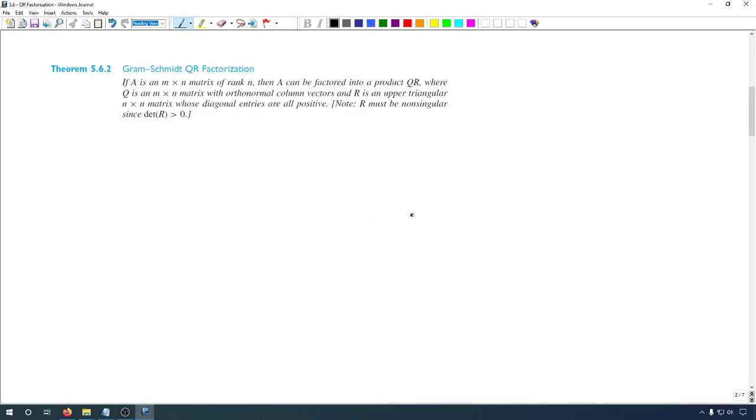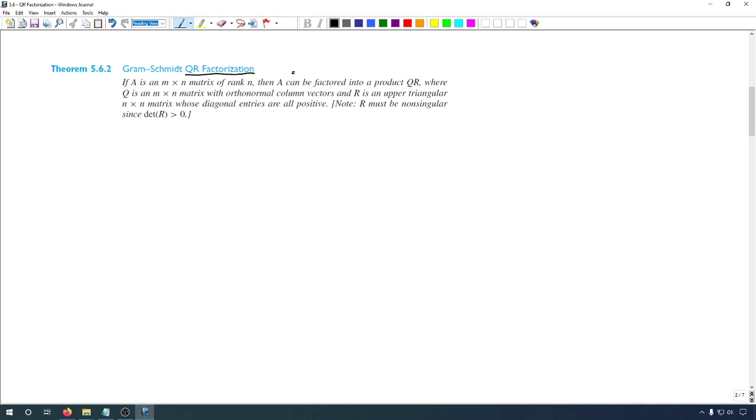So we're going to call that breakdown of A into Q and R the QR factorization. So if A is an m by n matrix of rank n, remember, because A has n columns, all that's saying is that the n columns of A are independent. That also forces m to be at least as big as n. This won't work if we have fewer rows than we have columns.